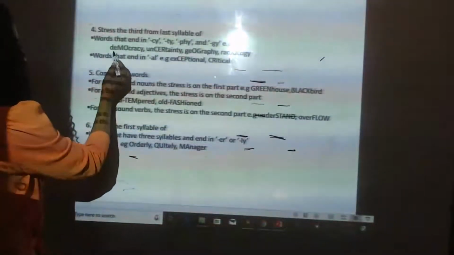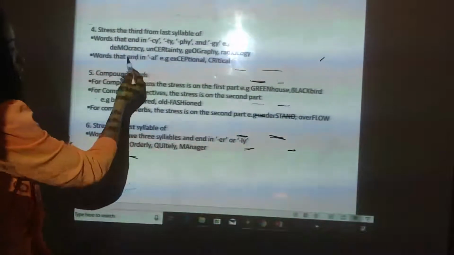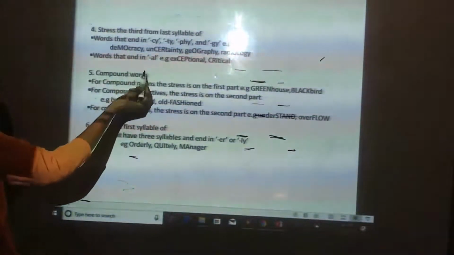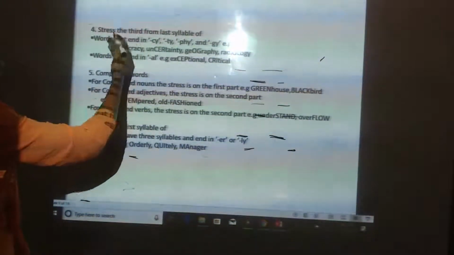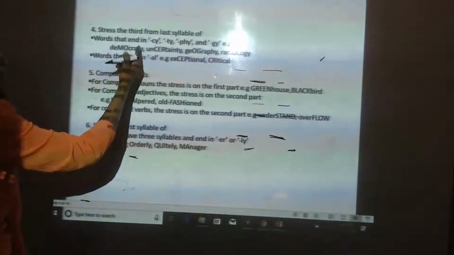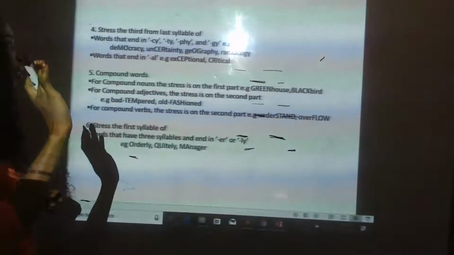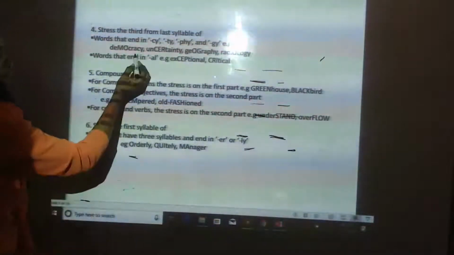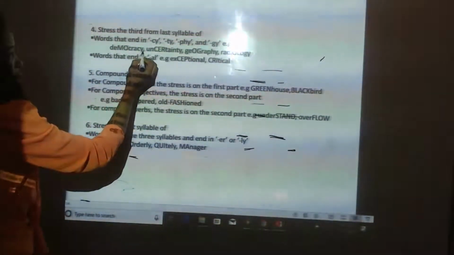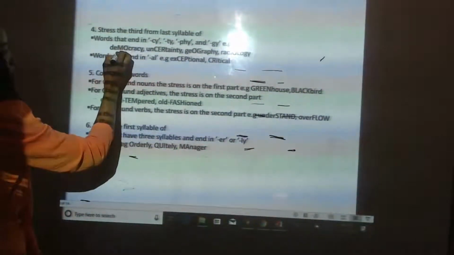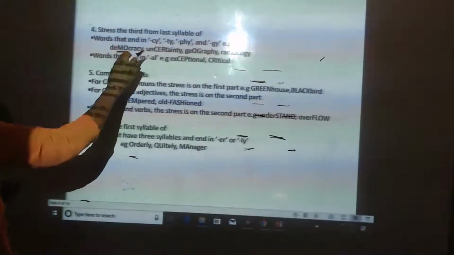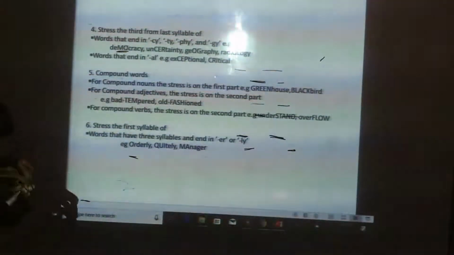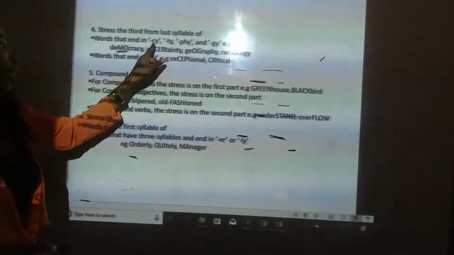For example, here we have democracy. You can see that this word ends with -cy. Then count from the last to the third. Democracy. We have four sound segments, four syllables: de, moc, ra, cy. Therefore, moc bears the stress because it is the third from the last, and because it ends with the letters -cy.